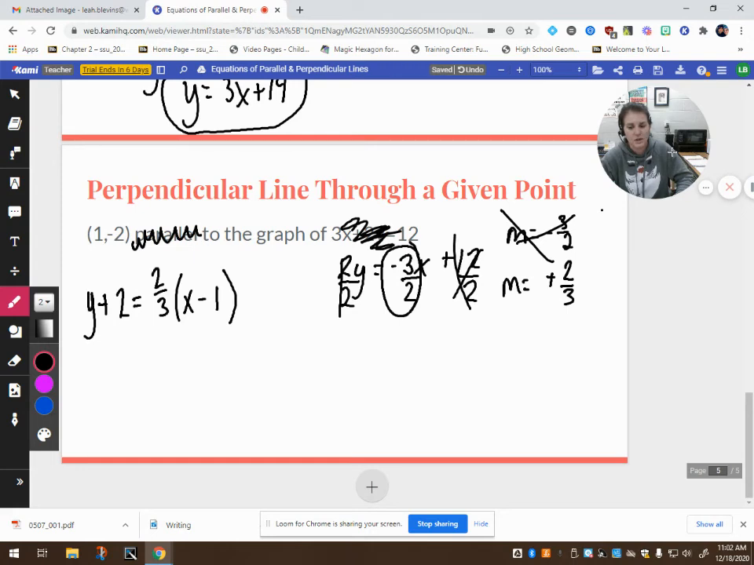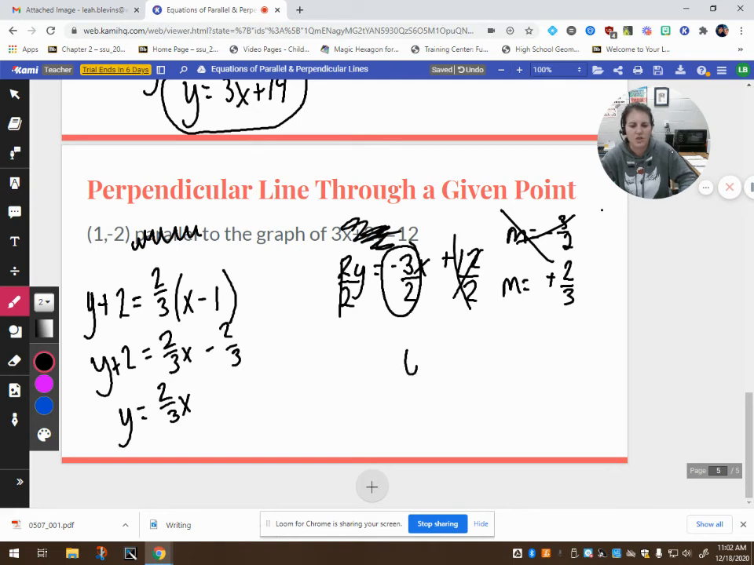It just said to write an equation, but I like to write mine in slope-intercept form. That's my favorite. So that's what I'm going to do here. So I've got -2/3 equals y plus 2. I'm going to subtract 2 from both sides. So y equals 2/3 x, -2/3 minus 2.